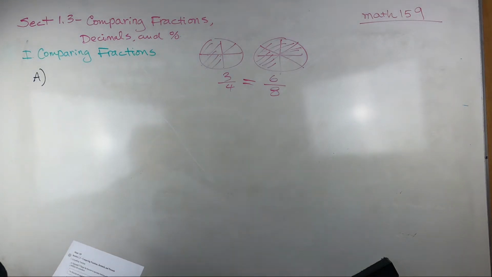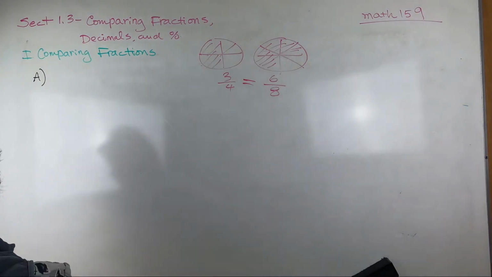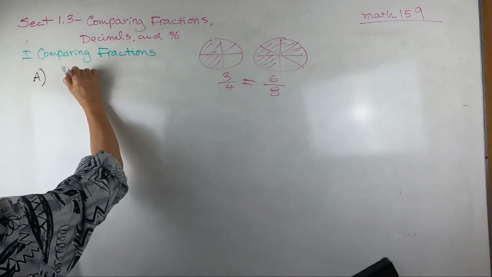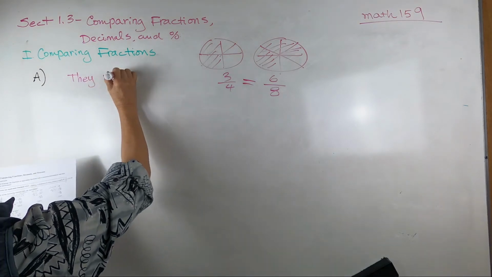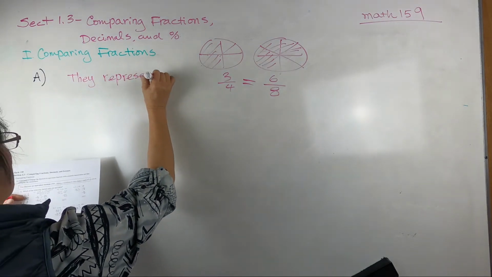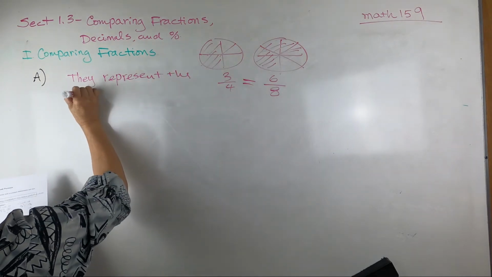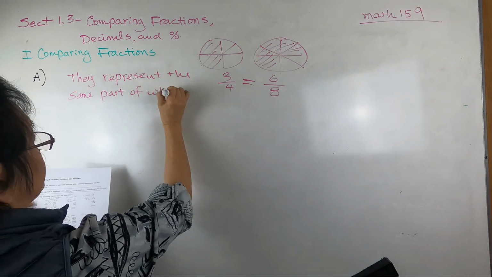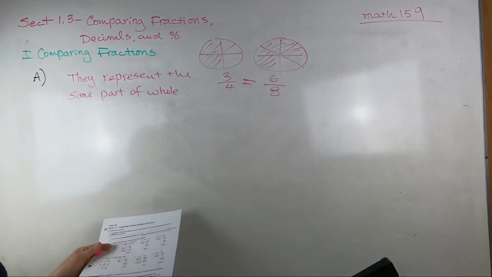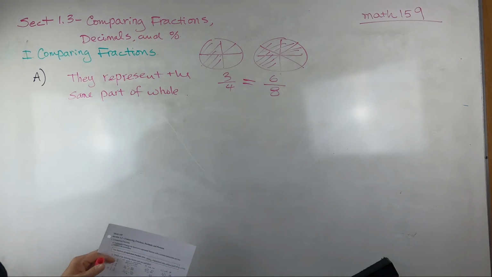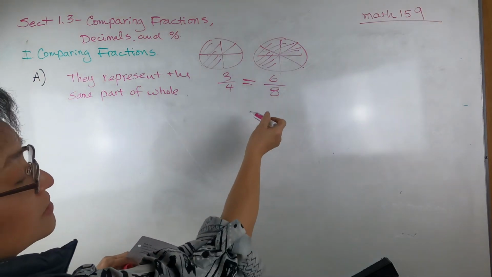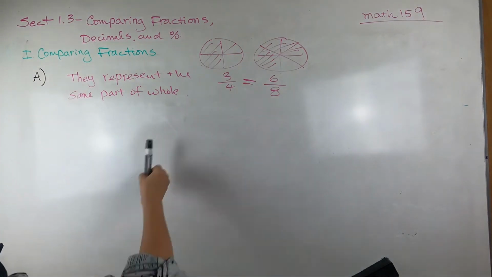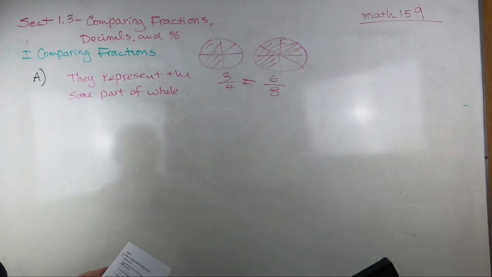Then when we actually compare, if two fractions are the same, it means what? They represent the same thing, right? They represent the same part of the whole, right? If you say you ate 3/4 of a pizza or 6/8 of a pizza, 6 pieces out of 8 pieces, it's the same thing as 3 pieces out of 4 pieces, right?